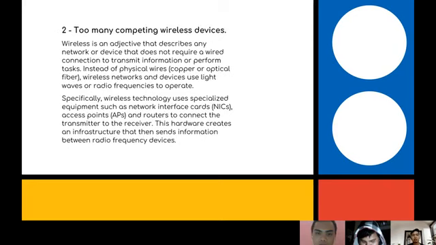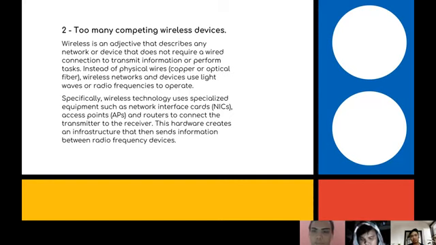Next is too many competing wireless devices. Wireless is an adjective that describes any network or device that does not require a wired connection to transmit information or perform tasks. Instead of physical wires, which are copper or optical fiber, wireless networks and devices use light waves or radio frequency to operate. Specifically, wireless technology uses specialized equipment such as network interface cards, access points and routers to connect the transmitter to the receiver. This hardware creates an infrastructure that then sends information between radio frequency devices.